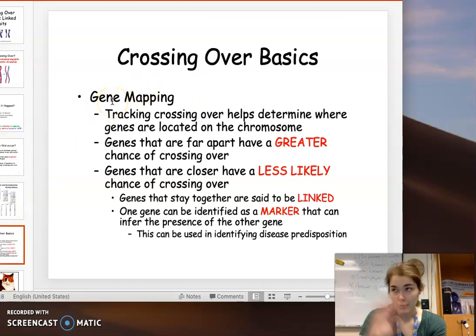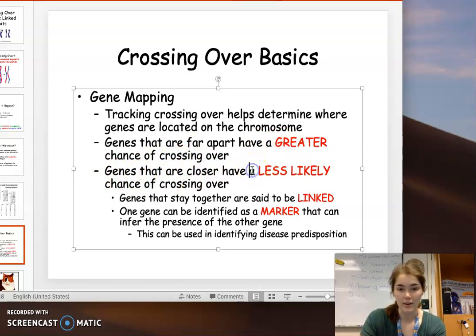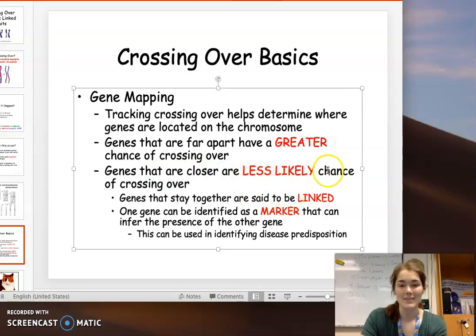Now, we call that process gene mapping. So this is tracking crossing over, which helps determine where these genes are located. Because we can look, if these traits don't seem to separate when meiosis occurs, then probably they're located closely together on a chromosome. So genes that are far apart have a greater chance of crossing over. Genes that are closer together are less likely to cross over. Wow, just winning with the English here.